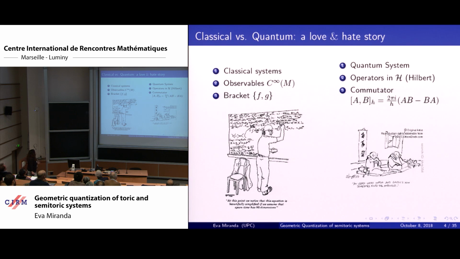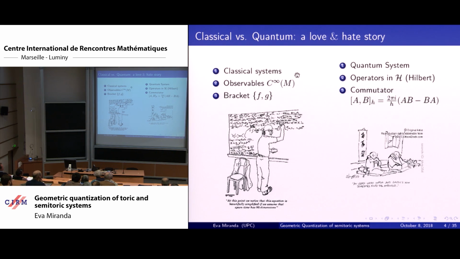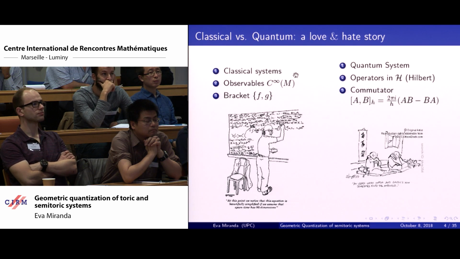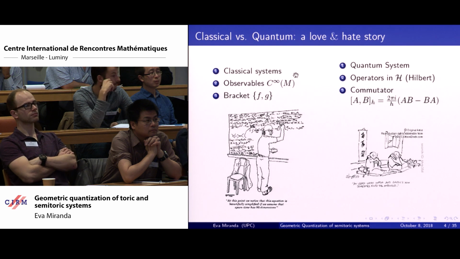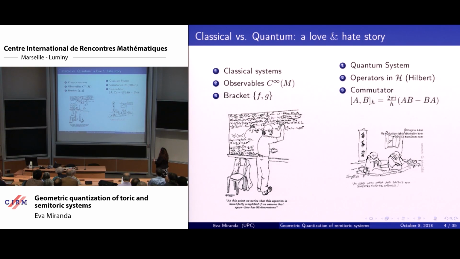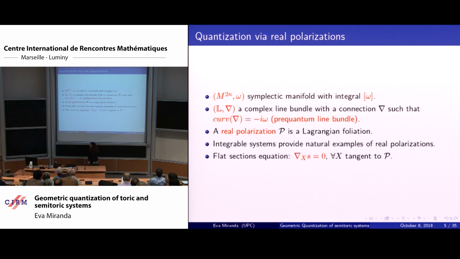So this is my point of view. The idea is that we want to build a Hilbert space and to define a way to quantize also the bracket. For the kind of geometric quantization I'm considering today, the real polarization, this picture is quite disappointing because I will just give the Hilbert space and I will not define the associated commutator.